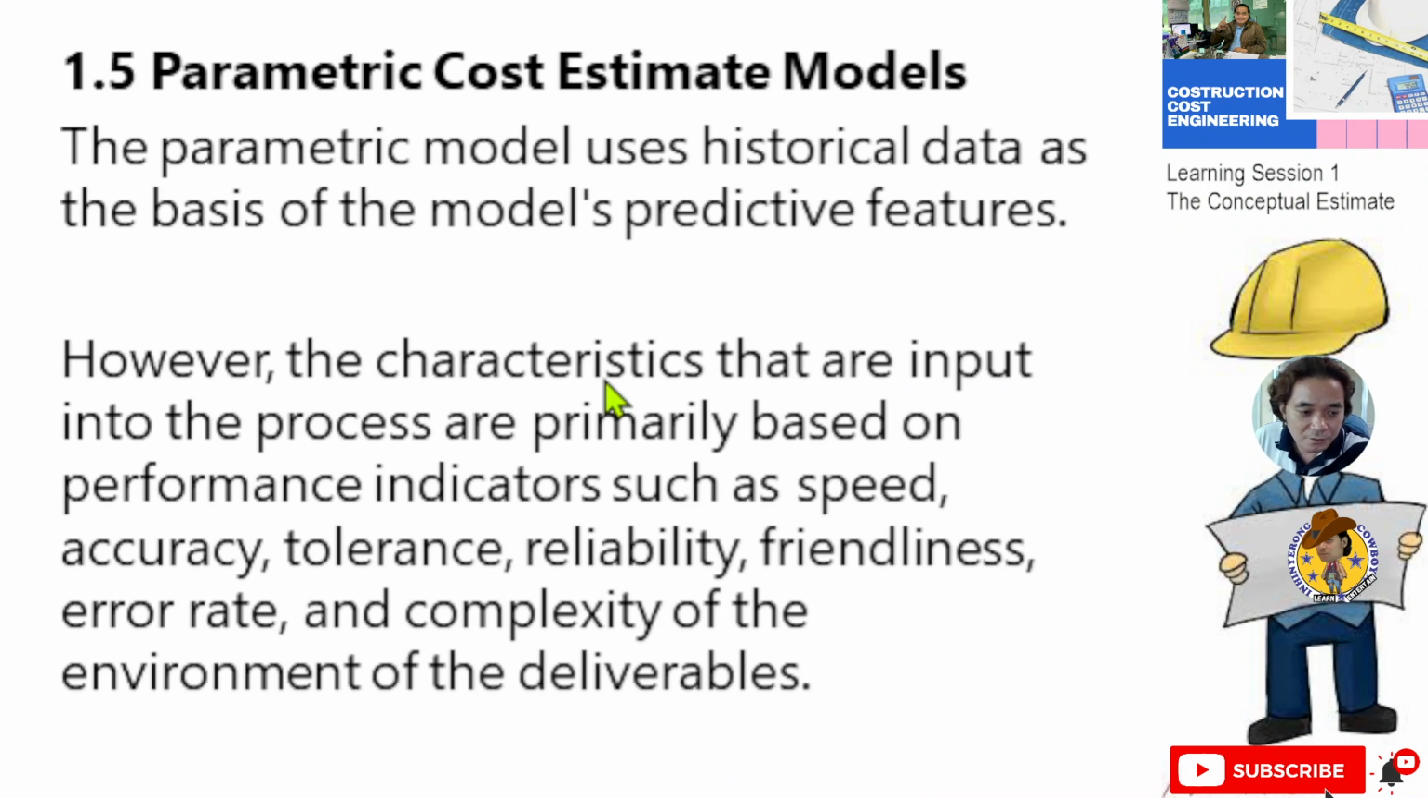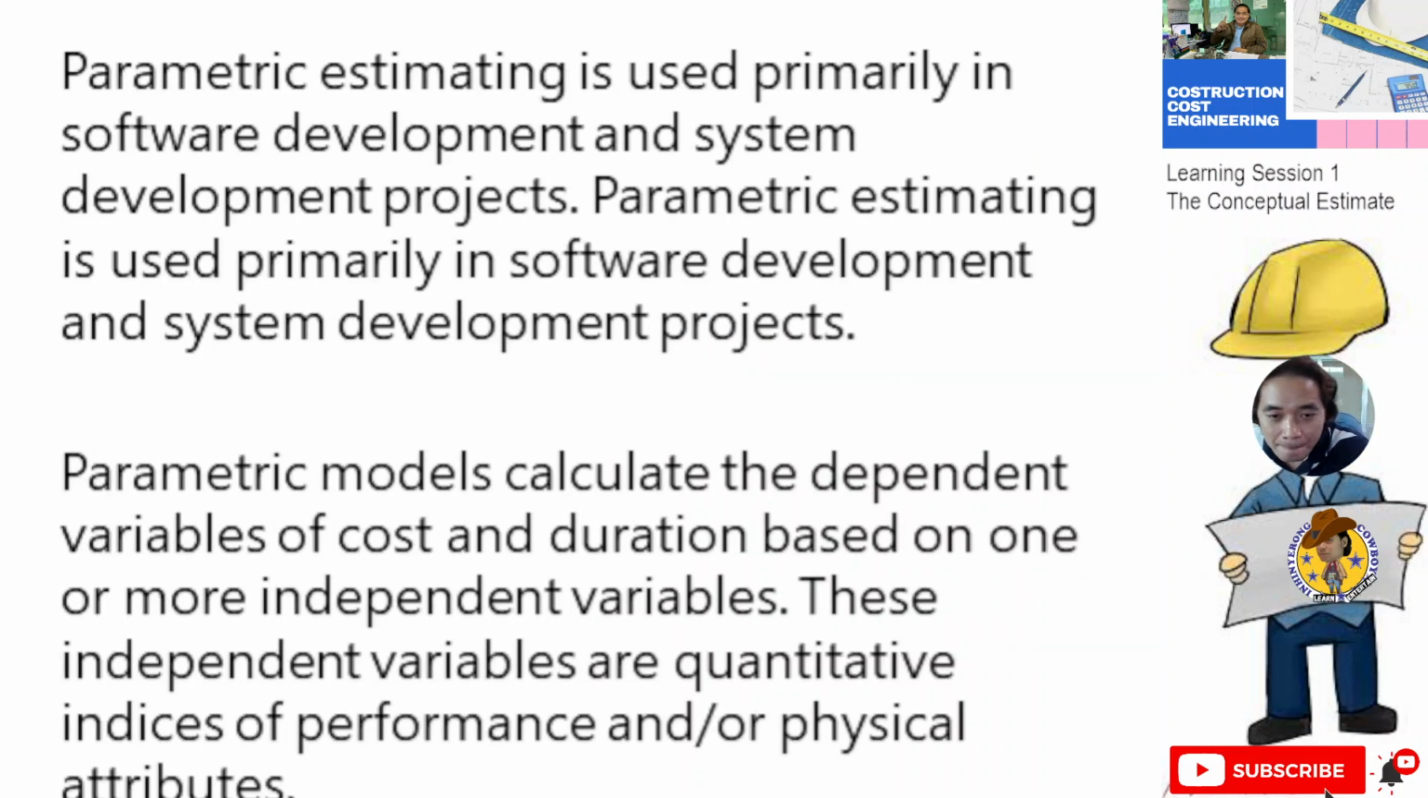Okay, so we are now on the parametric cost estimating models. The parametric model uses historical data, which is the basis of the model's predictive features. However, the characteristics that are input into the process are primarily based on performance indicators such as speed, accuracy, tolerance, reliability, friendliness, error rate, and complexity of the environment of the deliverables. Parametric estimating is used primarily in software development and system development projects. The models calculate the dependent variables, cost and duration, based on one or more independent variables. These independent variables are quantitative indices of performance and/or physical attributes.